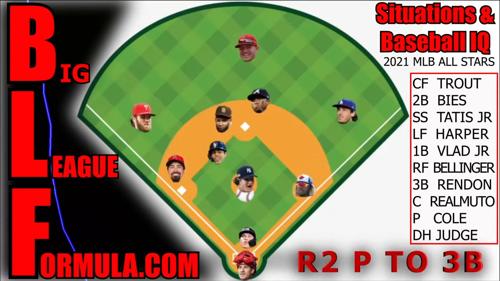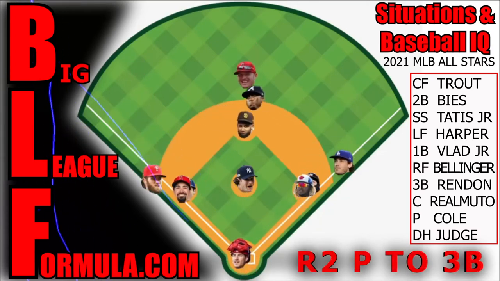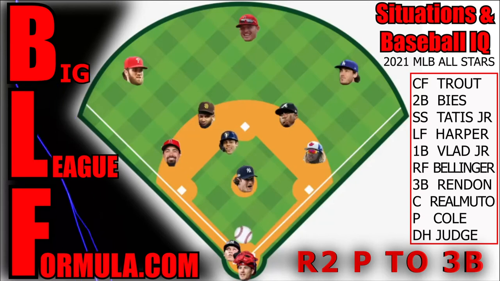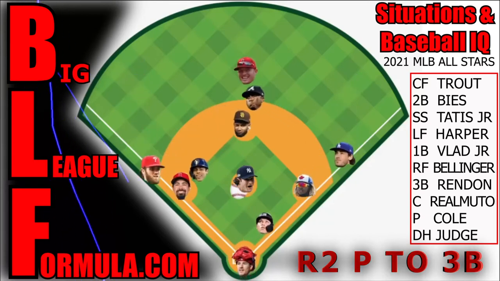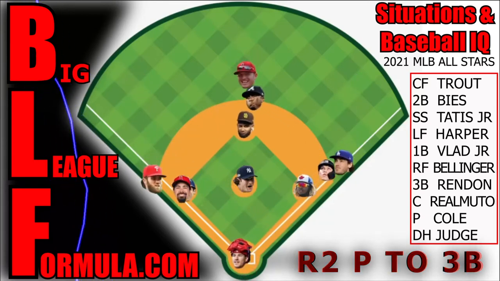We could throw it to second, throw it to first. We can get a double play. But in this situation with the runner on second, ground ball back to the pitcher, look him back. If he advanced to third, get rid of that ball. First baseman, in this situation, you need to cover first immediately.